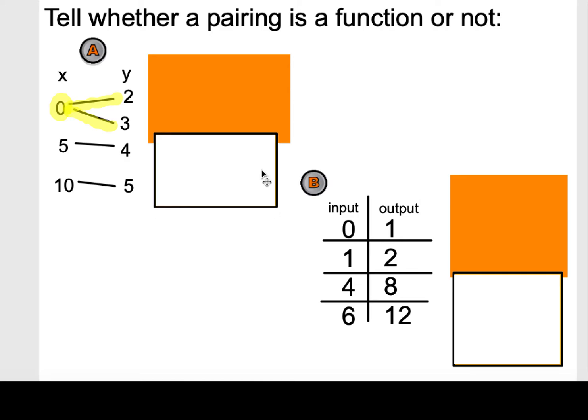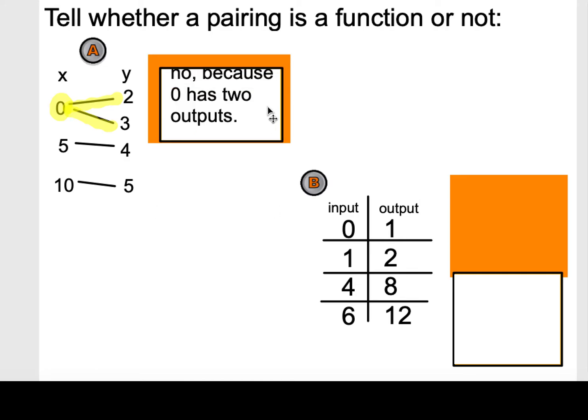Therefore, I would definitely say, no, 0 had 2 outputs. It's not going to be a function. Definitely not a function.